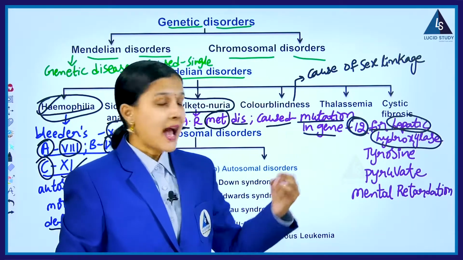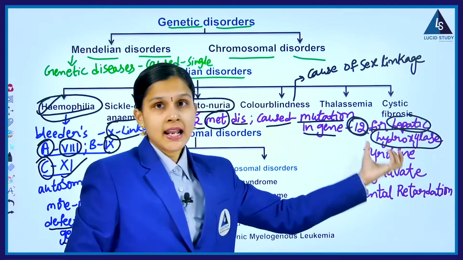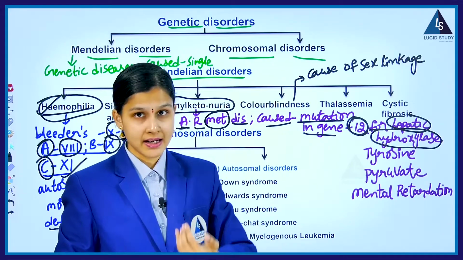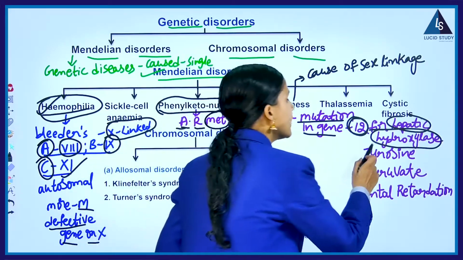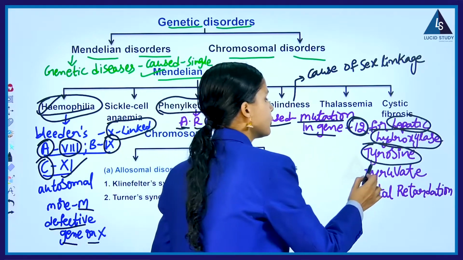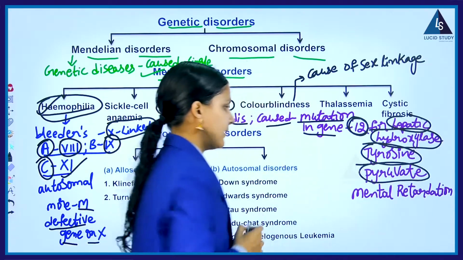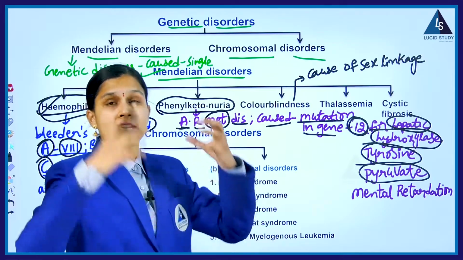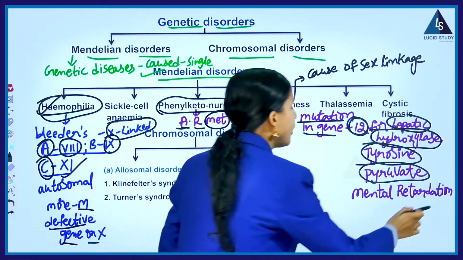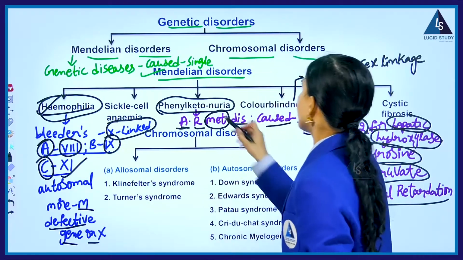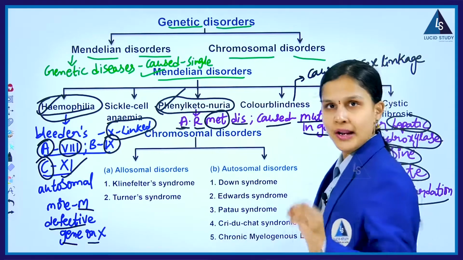In the absence of the enzyme phenylalanine hydroxylase, the amino acid phenylalanine gets converted into tyrosine and further gets converted into phenyl pyruvate. The accumulation of all these substances in the brain leads to mental retardation. In this way you can write about phenylketonuria.